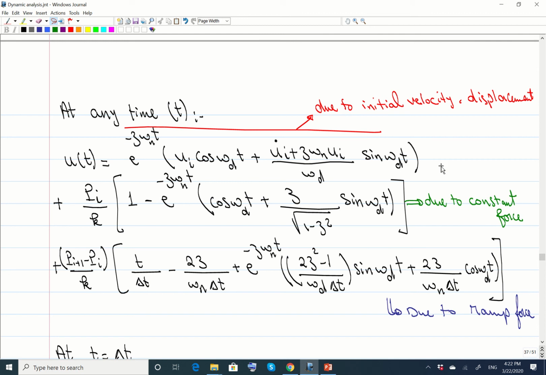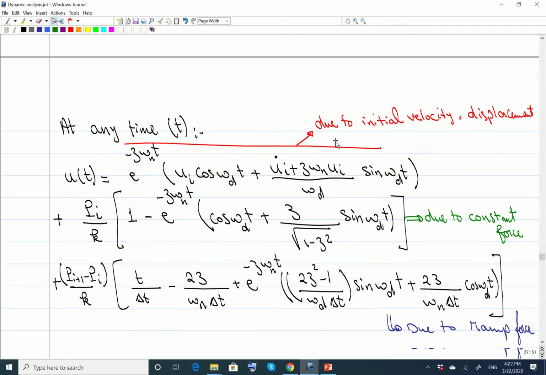What if I have a constant force? This is the part that you're going to have due to a constant force, but with no initial conditions. The initial conditions come from the previous term. If they are 0, it's going to be p_i divided by k, times 1 minus e to the power negative zeta omega n t multiplied by cosine omega d t plus zeta divided by square root of 1 minus zeta squared sine omega d t. This is what we got for the constant force. Just go to the constant force, and you're going to find that this is what we have.